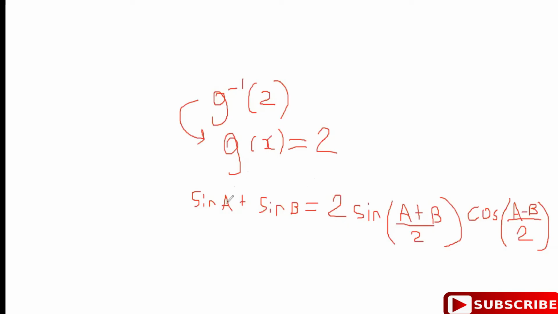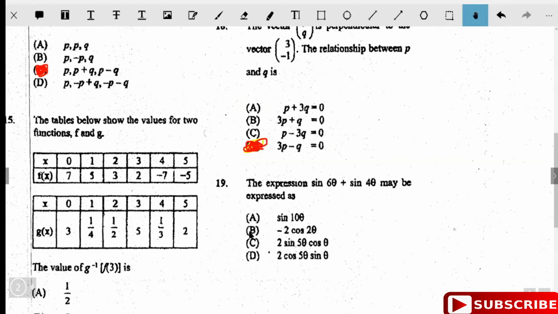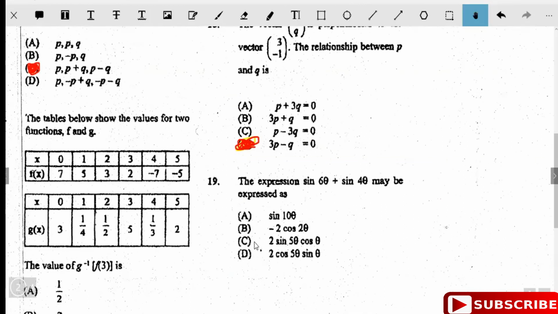In this case, A is equal to 6 theta and B is equal to 4 theta. And so what we get is 6 theta plus 4 theta divided by 2, which is 5 theta, and 6 theta minus 4 theta over 2, which is just theta. And so as you rightfully said, it is Kramer.